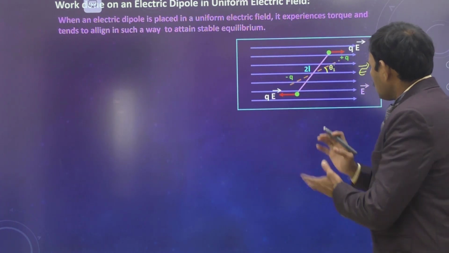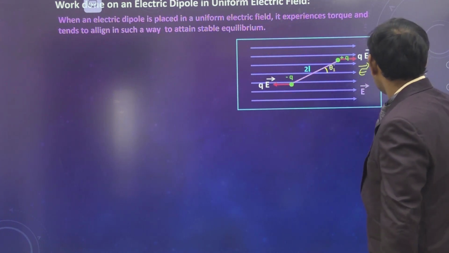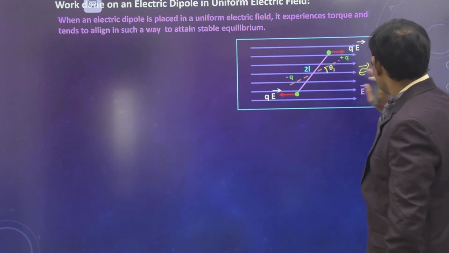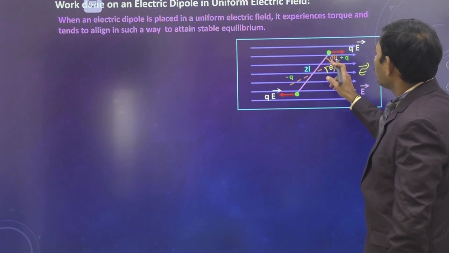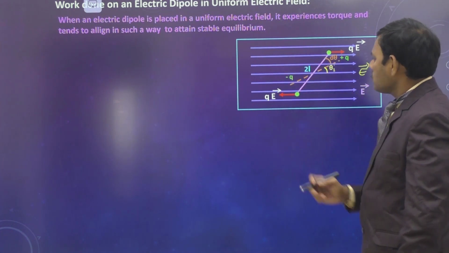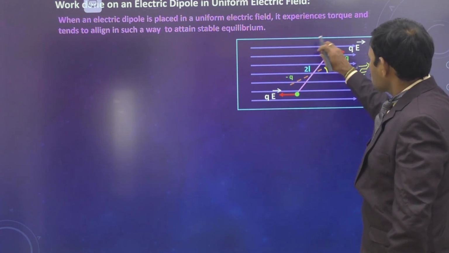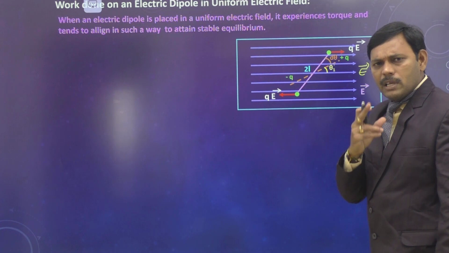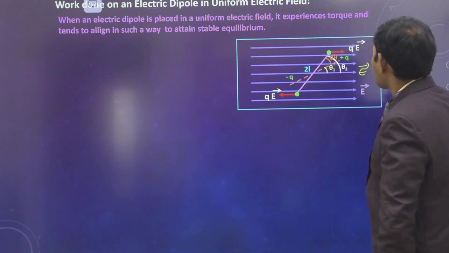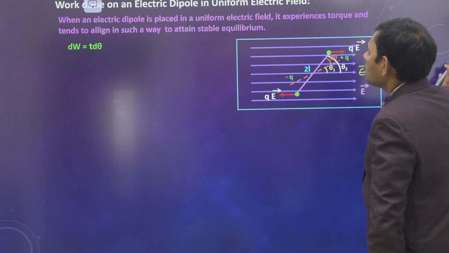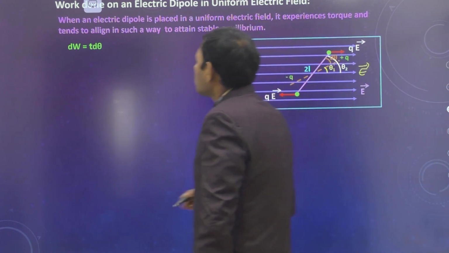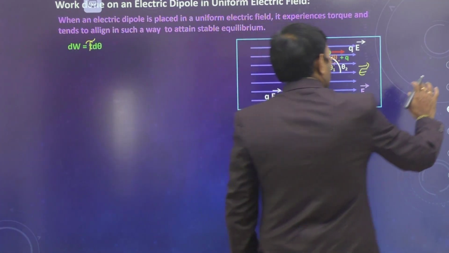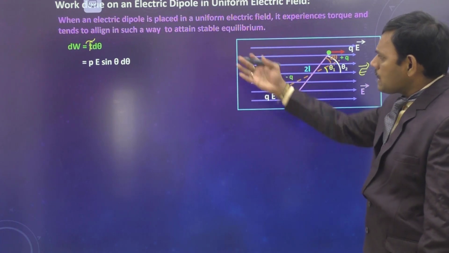Now, to rotate the dipole, let us look at it. Initially it makes angle theta 1. Let us see the animation in which we rotate the dipole to another angle, theta 2. Before displacing to theta 2, for a very small displacement d theta from its original angle theta 1, let us write the expression for work. The work done to rotate the dipole through a very small angle is dW equal to tau into d theta, where tau is pE sin theta, so dW is pE sin theta d theta.